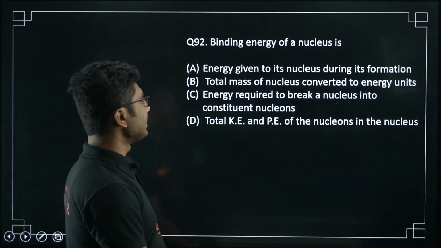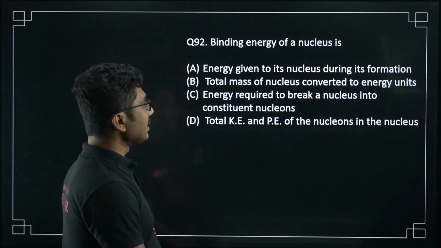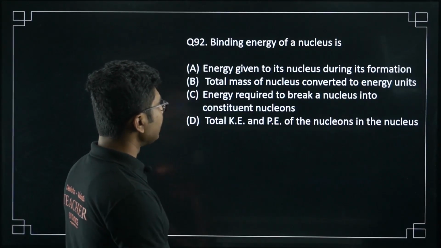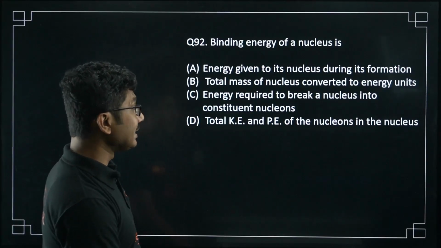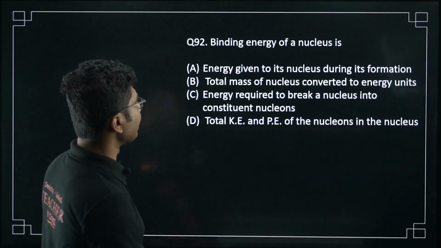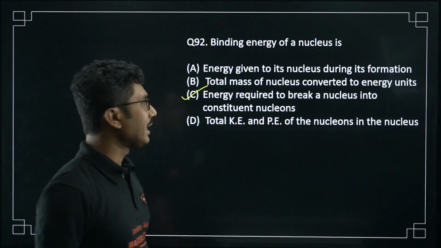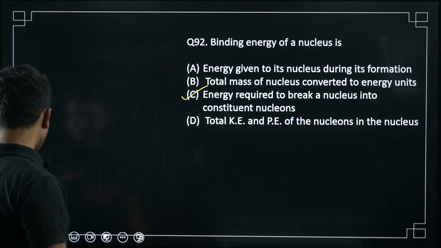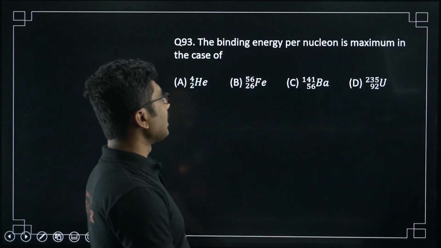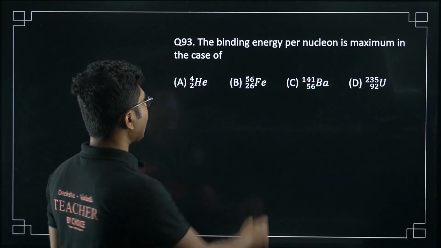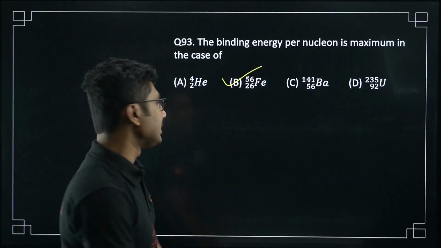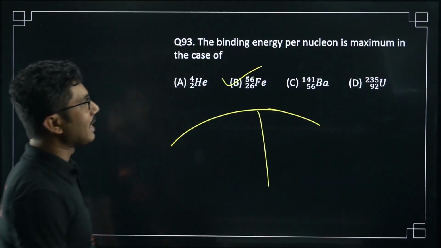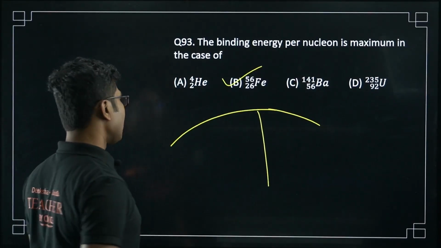Binding energy of a nucleus is the energy given to the nucleus during its formation, the total mass of the nucleus converted into energy units, the energy required to break the nucleus into constituent nucleons. So the energy required to break the nucleus into constituent nucleons is called binding energy. Next, the binding energy per nucleon is maximum for iron. If you see the binding energy graph, it gives you a peak near iron. So iron has the maximum binding energy per nucleon.